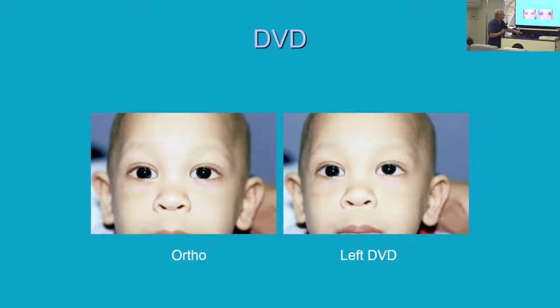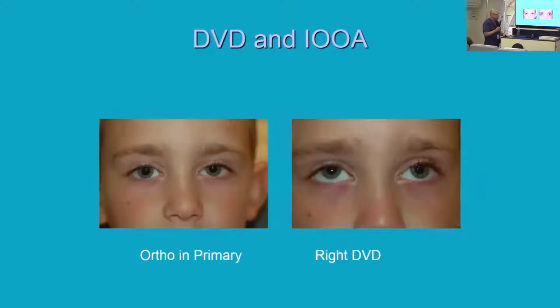Now, you can also have the combination of the two, as I mentioned earlier. This is a patient who is ortho in the primary position. He's got a right DVD, and I say that because he has an over-elevation of his left eye, even in the abducted position or in the primary position, whereas the inferior oblique overaction generally only occurs in the adducted position. So if you do your alternate cover and you see this eye go up, probably that's a DVD in this case. But he's got more than that.